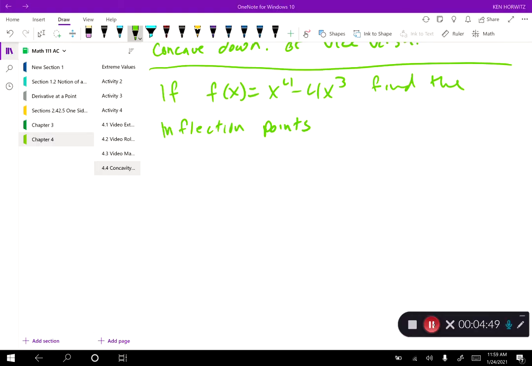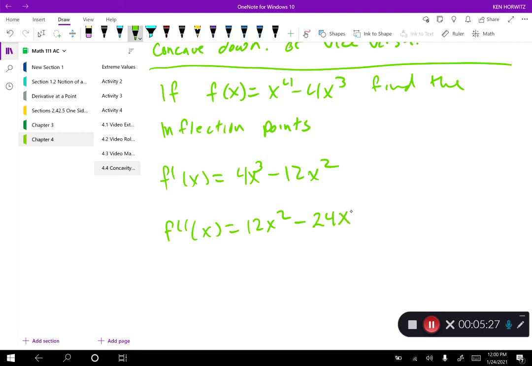All right, here is my example. If f of x equals x to the fourth minus 4x cubed, find the inflection points. So the first thing we're going to find is our first derivative. And that would be 4x cubed minus 12x squared. And if I set that equal to 0, I could find my critical numbers. Now I'm going to find my second derivative. My second derivative is 12x squared minus 24x.